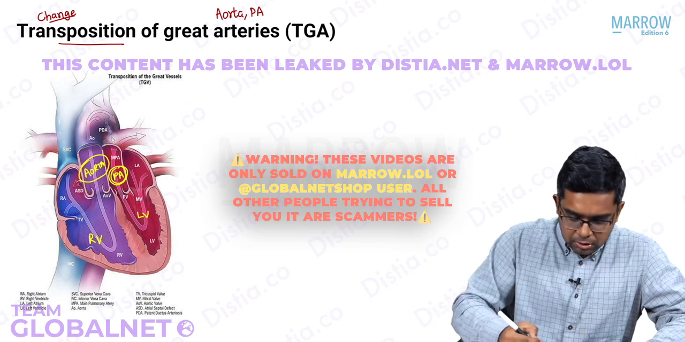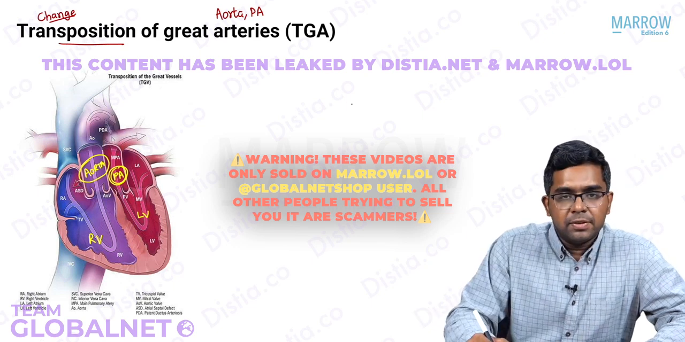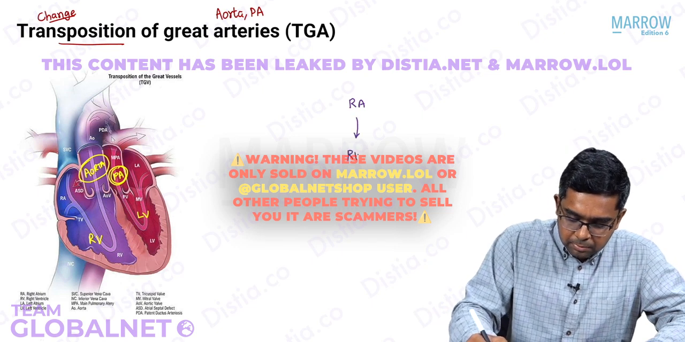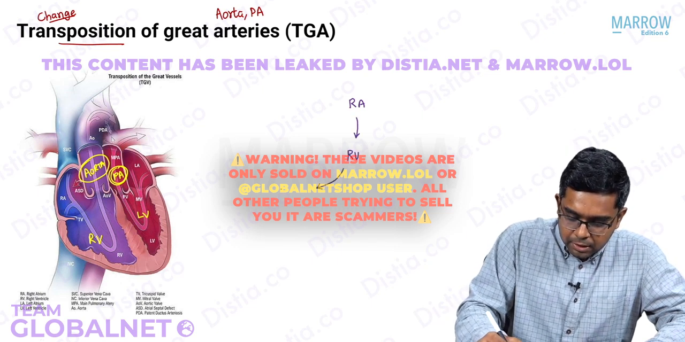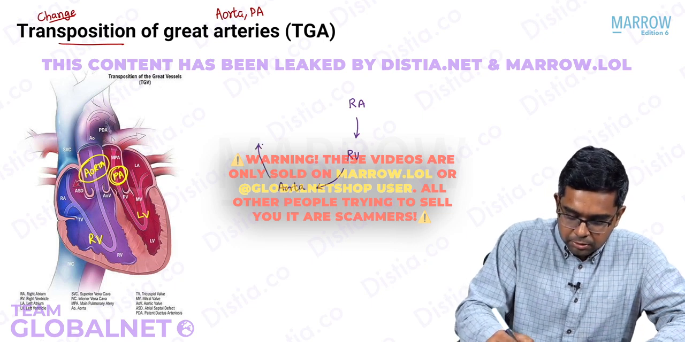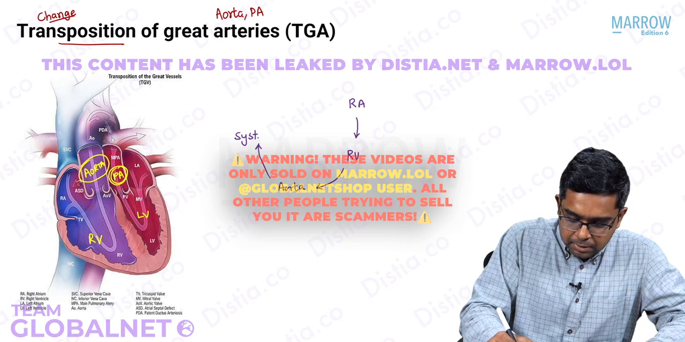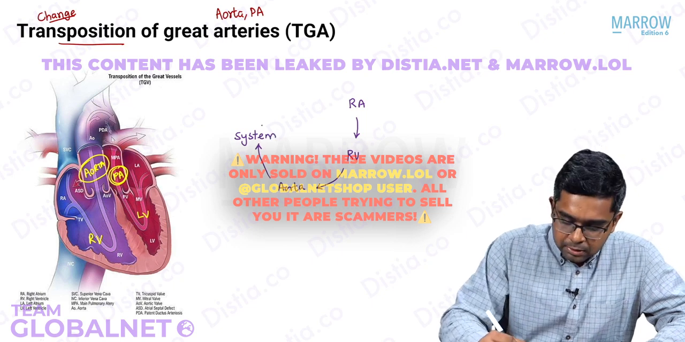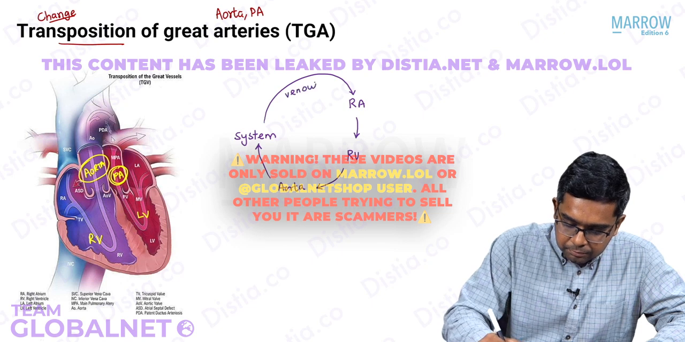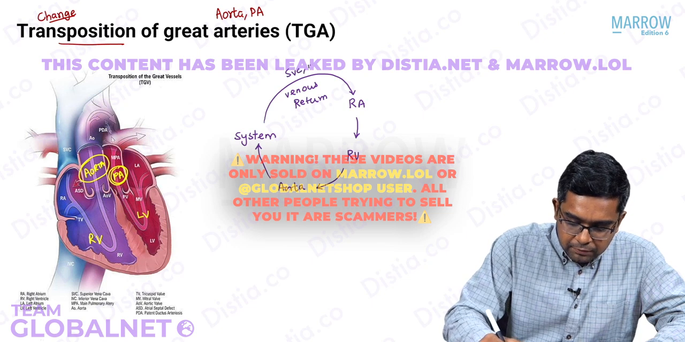Let us see what are the consequences of this. We'll start with the right atrium. The blood from the right atrium flows into the right ventricle, but here from the right ventricle, the aorta is arising. Through the aorta, it gets distributed to the system, or the systemic circulation happens. From the system, there would be venous return again to the right atrium. This is via SVC and IVC.